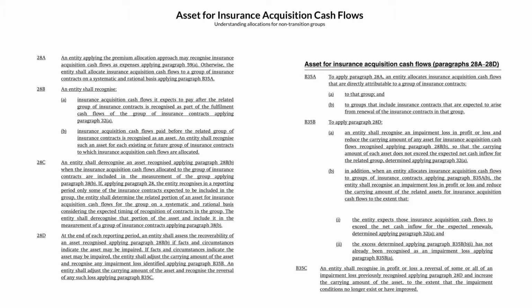Okay, so let's look at this bit on the right-hand side. This says that to apply paragraph 28A, an entity allocates insurance acquisition cash flows that are directly attributable to a group of insurance contracts to that group, A, and to groups that include insurance contracts that are expected to arise from the renewal of the insurance contracts in that group.